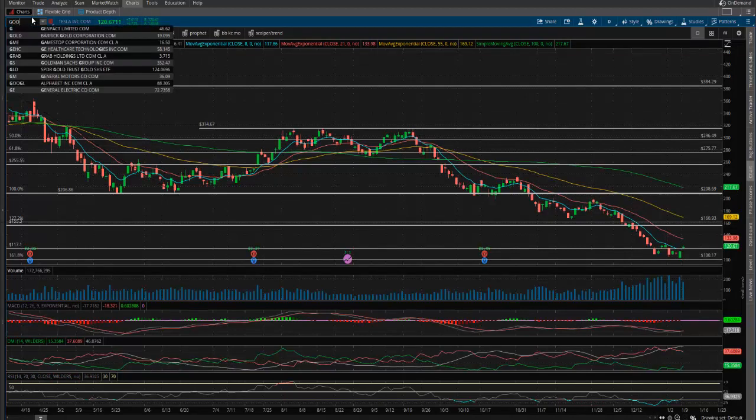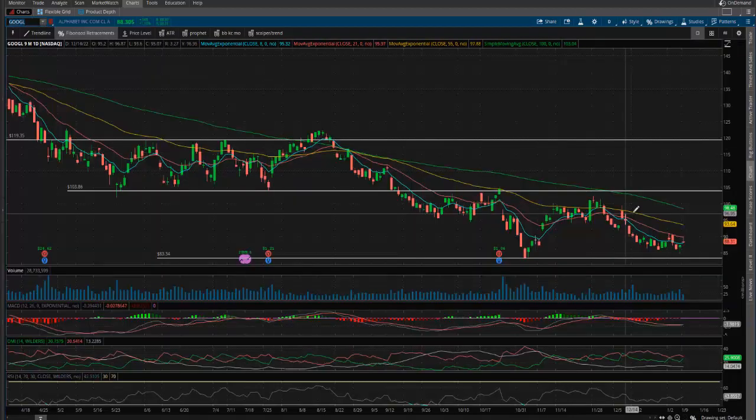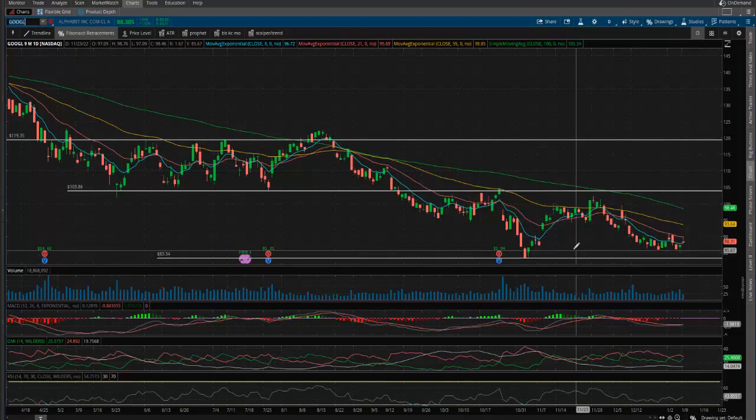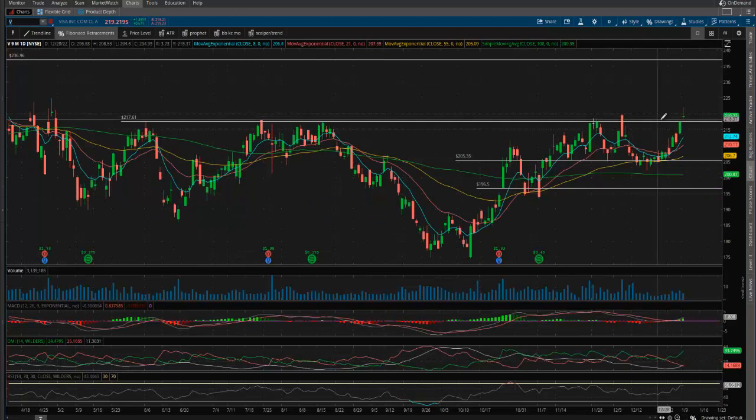And then Google, like I just brought up, looks a lot like the market, still bouncing near that 83, 84 level. So I have to go back to look and see what I had. I know I had Visa on here, and that made a move above that.